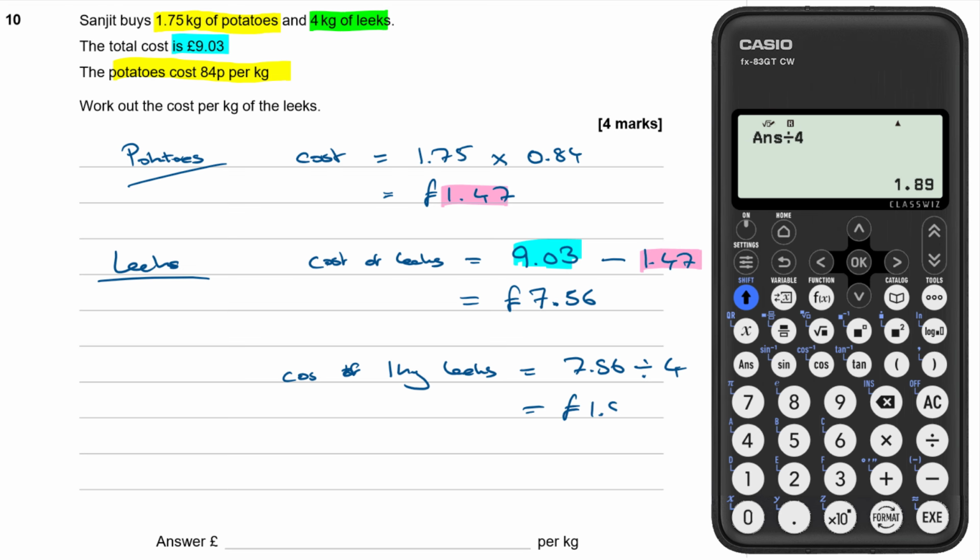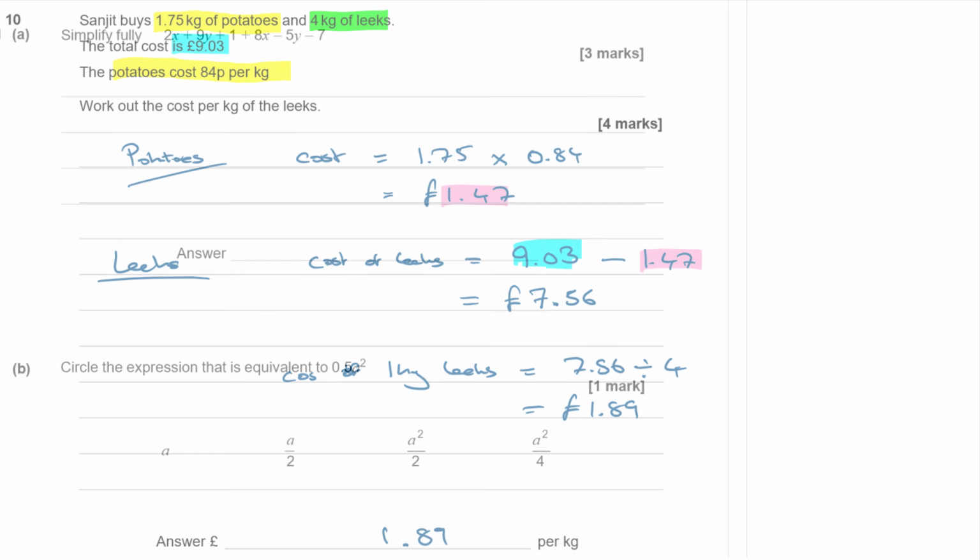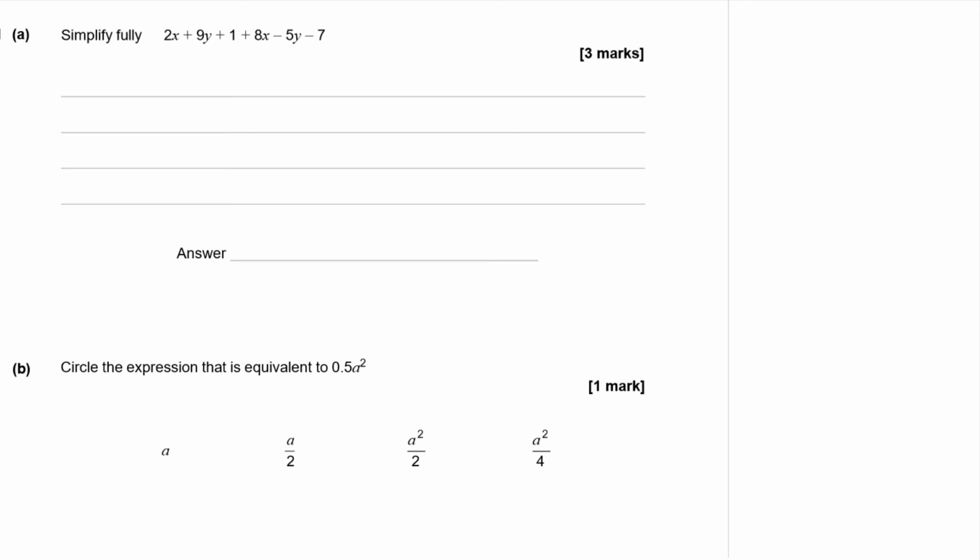So £1.89. So then the leeks cost £1.89 per kilogram. Question 11a. Simplify fully 2x plus 9y plus 1 plus 8x minus 5y minus 7.